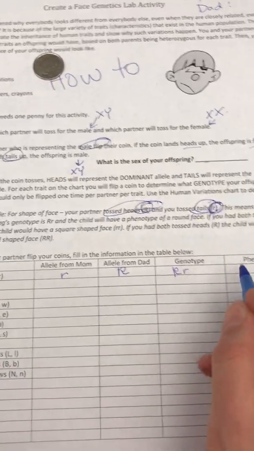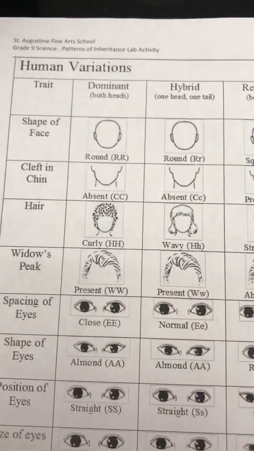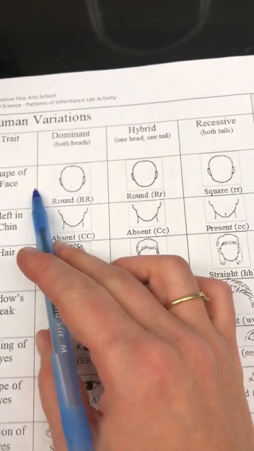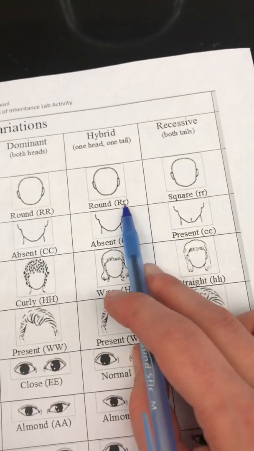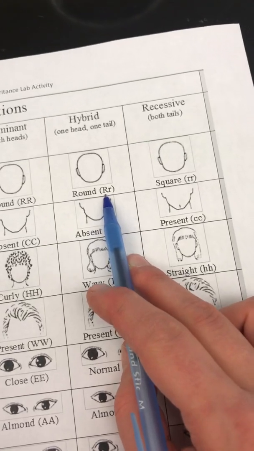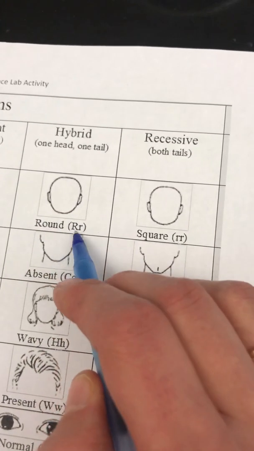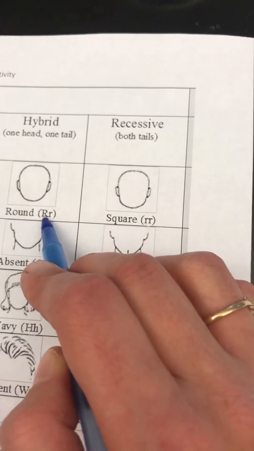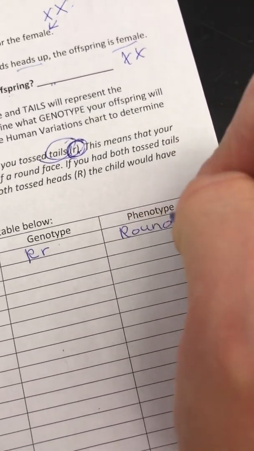Then you say, well, what's the phenotype that goes with that genotype? Then you've got to look at your paper that you were given. So the shape of the face of your child, it's not square, you don't have two lowercase letters, because this would be the dominant gene and the recessive gene. So your baby is going to have a round face. So when you draw your offspring, you're going to draw it with a round face.